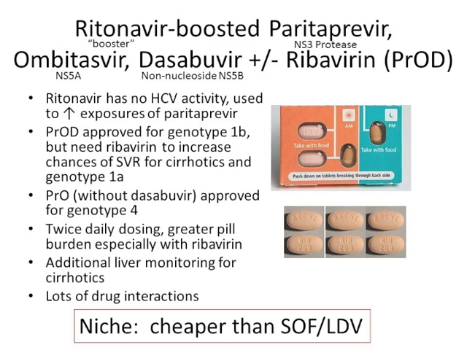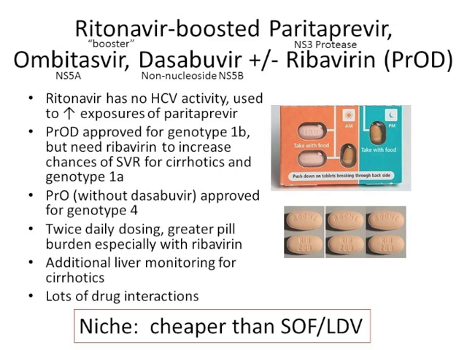So this is a treatment that includes several drugs. Ritonavir boosted paritaprevir. Paritaprevir is a protease inhibitor. Ombitasvir, which is an NS5A inhibitor, and dasabuvir, which is a non-nucleoside NS5B polymerase inhibitor. And it comes in this pack.